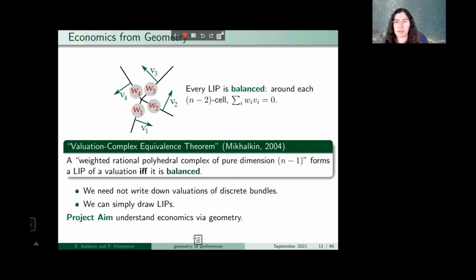Another question, actually. If I understand correctly, given the valuation of an individual, you can uniquely pin down this lip, but how about the opposite direction? If you have this lip, which is balanced, do you pin down the valuation uniquely or not? It's sort of nearly unique.